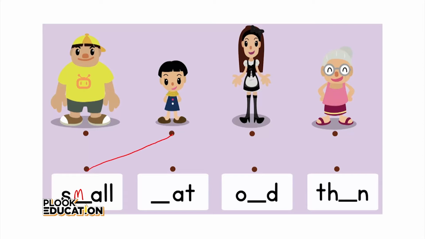The next word is missing the first letter. What do you think it could be? F. That's right. This says fat. Which one is fat? Number 1. Then, the next word starting with O. L. That's right. Old. This goes with the grandma, doesn't it? Yes.